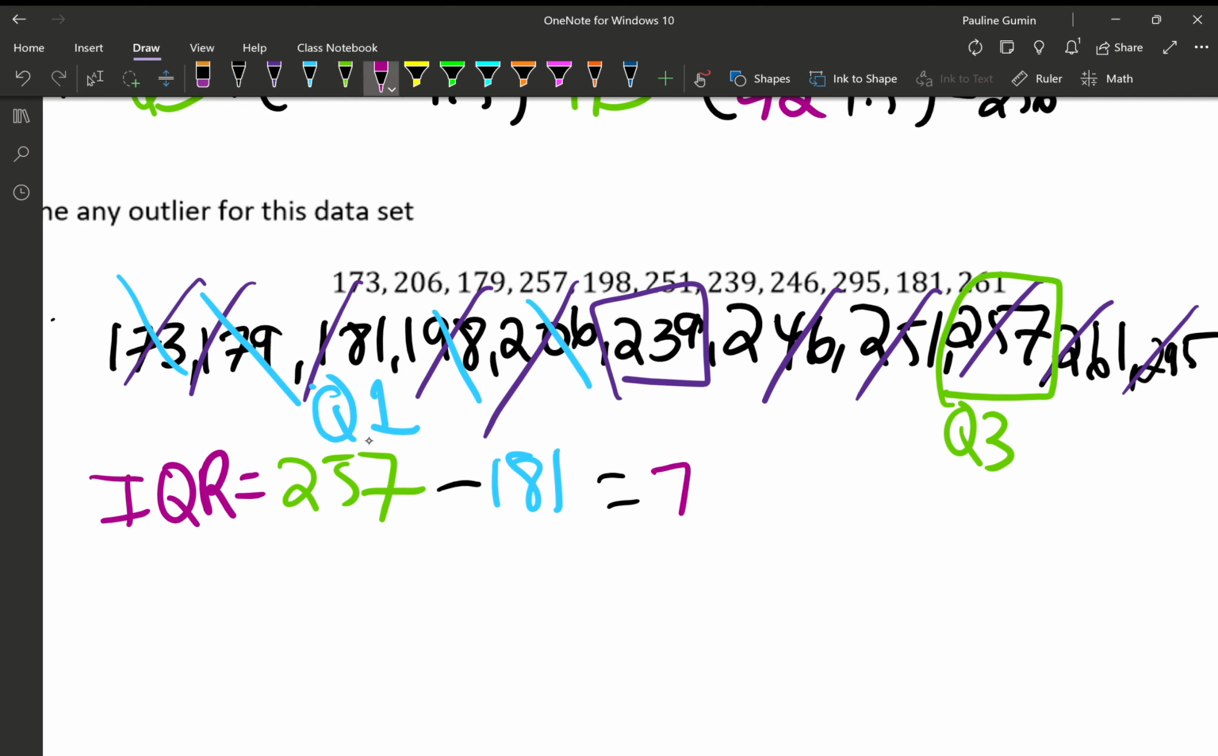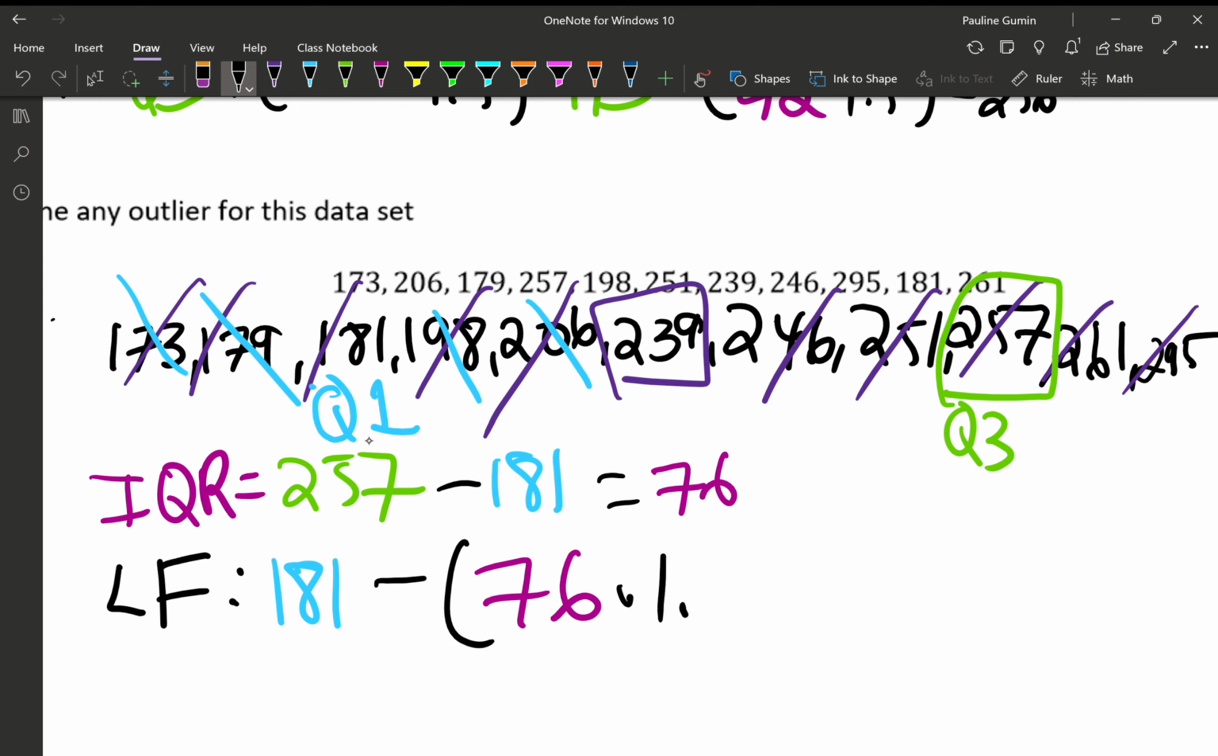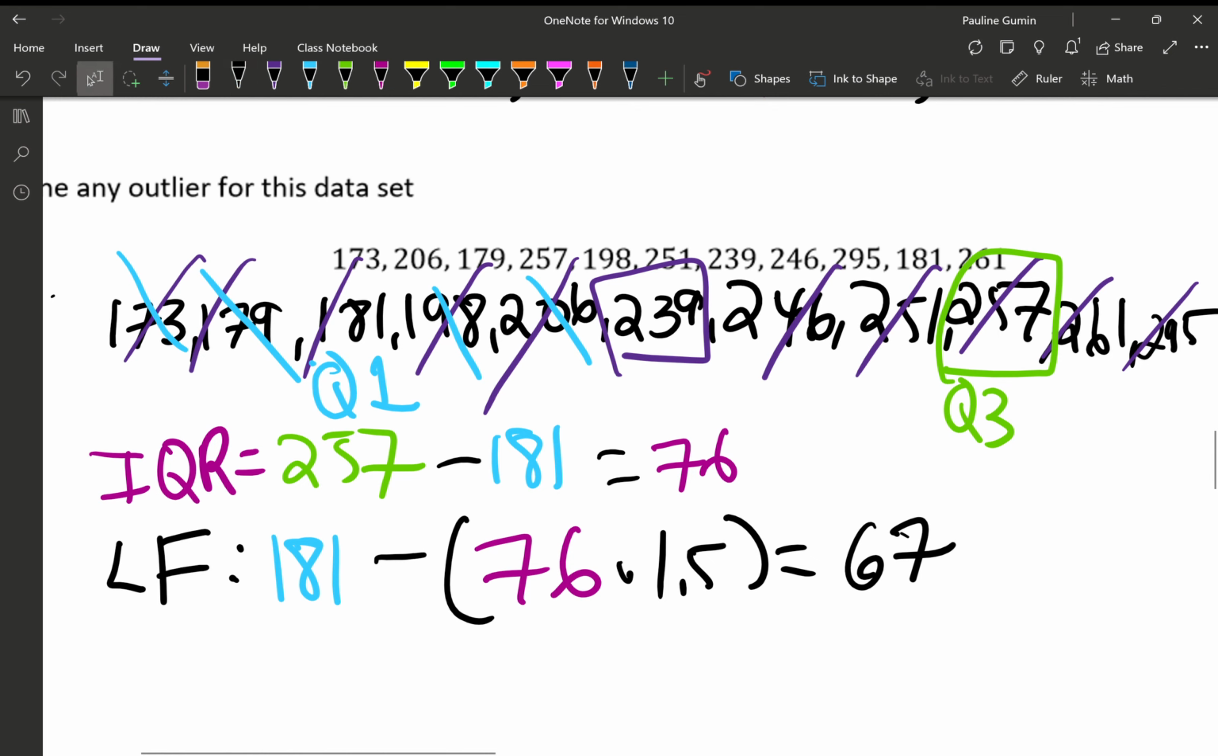which is 76. Now, in this one, it's not that obvious to me what is the outlier, right? They're all kind of closest to each other, so I can't guess here. This is the type of problem where we really do need to do the upper and lower fence. So let's do it. Lower fence is going to be Q1, so 181, minus our IQR, which is 76, times 1.5. That all goes into your calculator, and we get 67. There are no numbers smaller than 67, so there's no outliers on the smaller end.